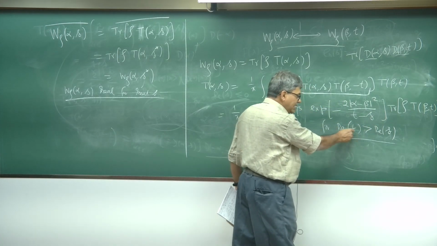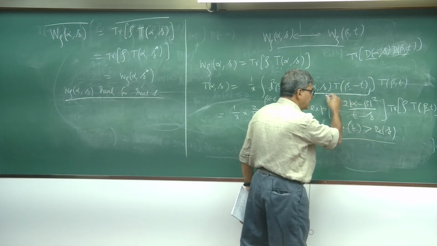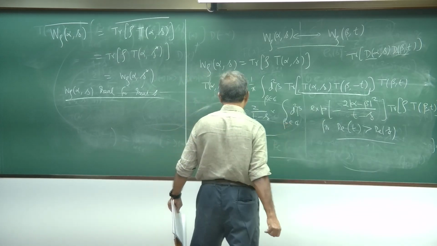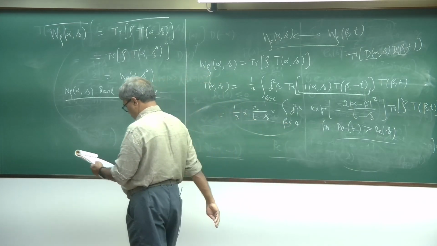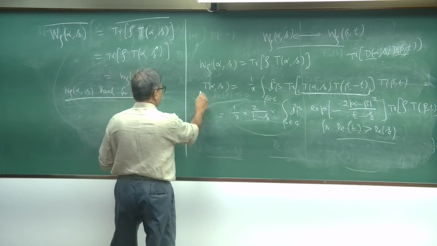If the real part of t is less than or equal to the real part of s, then this will be divergent. Okay, so you need these conditions. Right, so now using this, you use here.